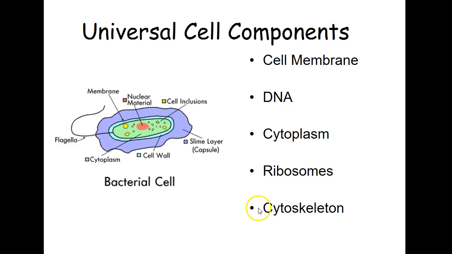The cytoskeleton provides support like a skeleton. Ribosomes is where the organisms make protein inside their body, and we'll go over that process later on. Cytoplasm is the watery jelly-like substance in the cell. DNA, that's just the genetic material inside a cell. And then the cell membrane, that's the membrane or the barrier that goes around the cell.